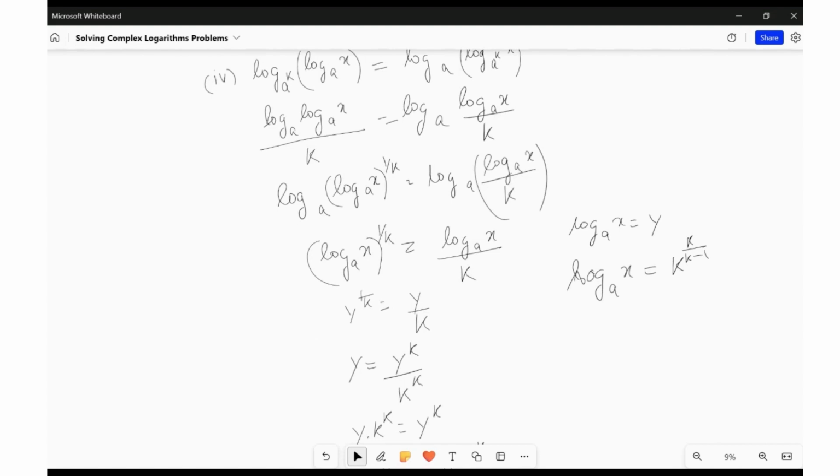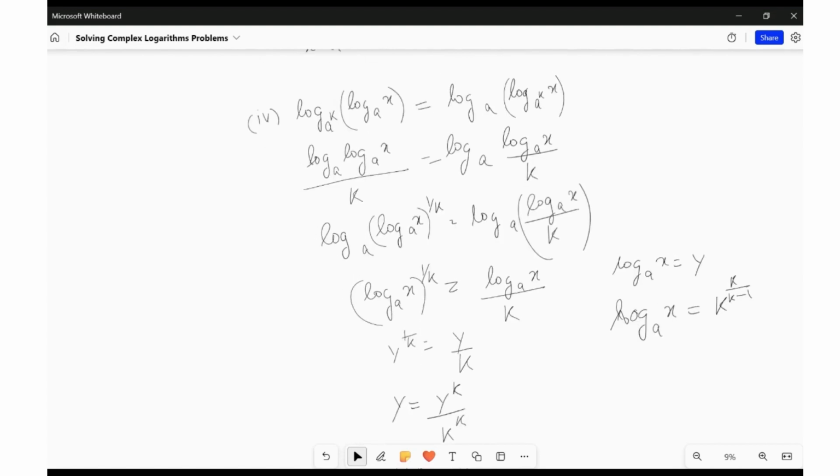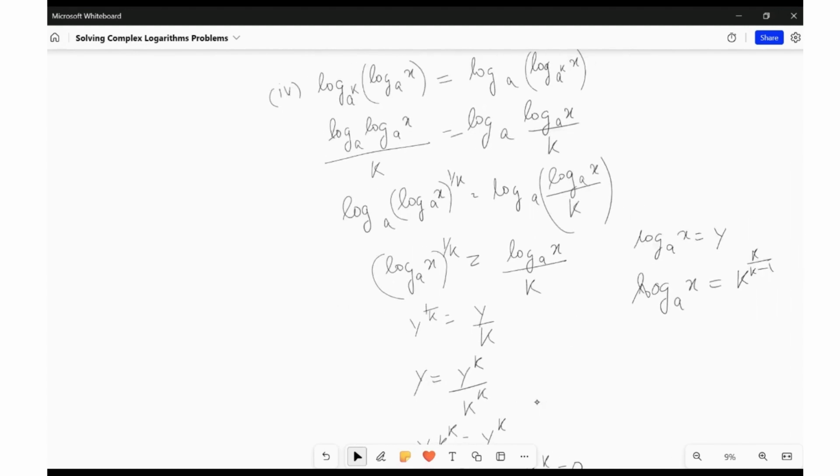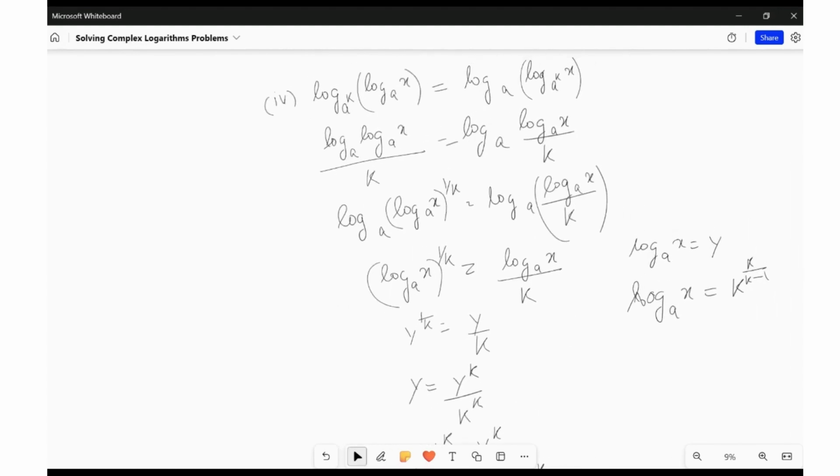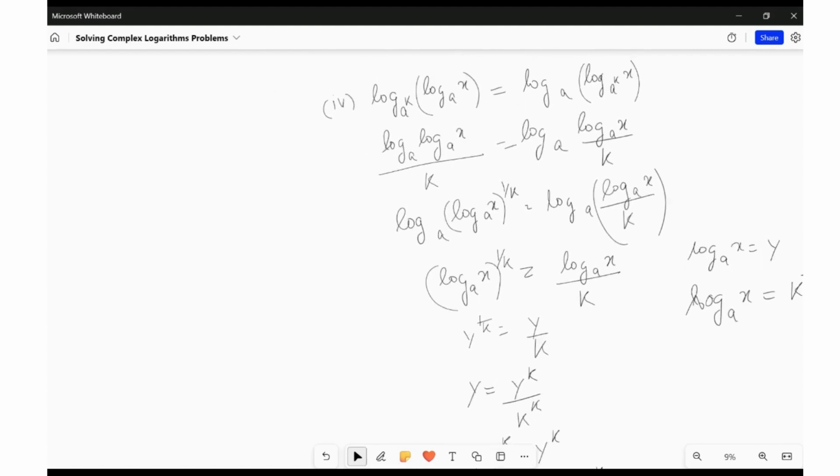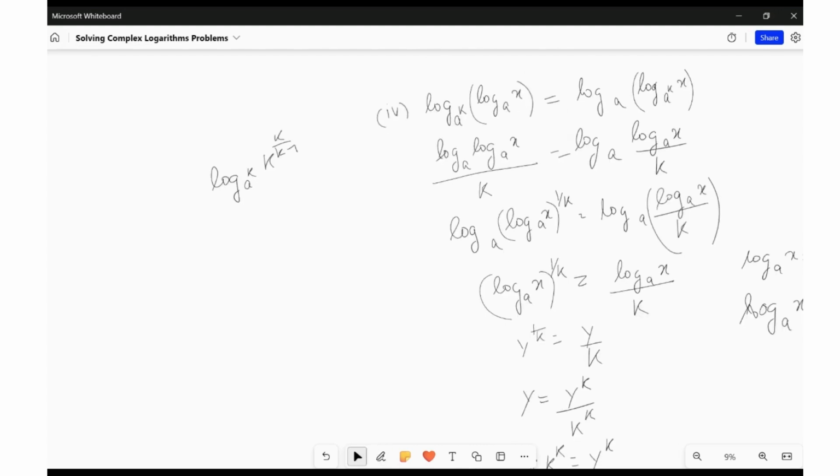Now further going up, we have the value of log x base a. So we'll just take this value and put it in one of the sides. We'll take our LHS for instance. So log of k to the power k by k minus 1 to the base a times a power k. Now on LHS we are taking log of k power k by k minus 1 base a by k.